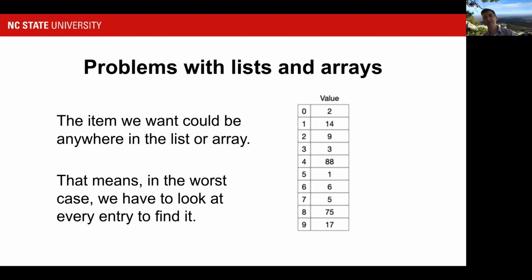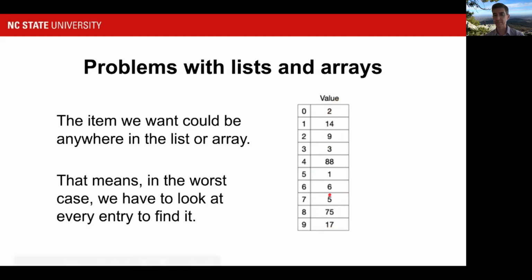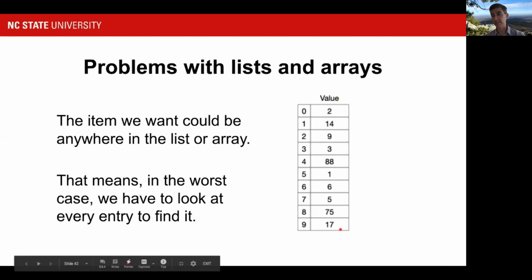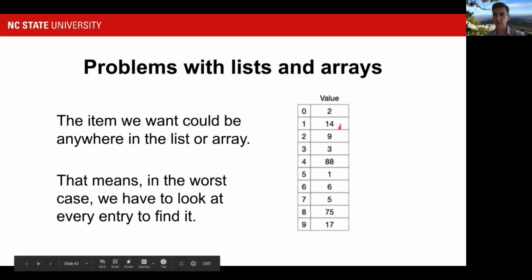Okay, so the problem with lists and arrays is that the item we want could be anywhere in the list or array, right? When I insert the number 1 into this array, then the number 1 could actually be at any position. And since I don't know which position it's in, I have to start at the top and walk my way down. And then, I'll finally find it at position 5. Or if I was looking for 17, I would have to start at the top and work my way down. And eventually I'd find it at position 9, right?